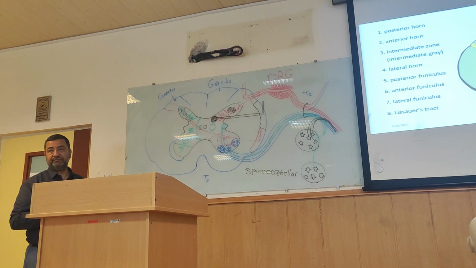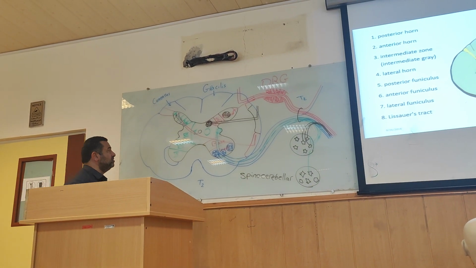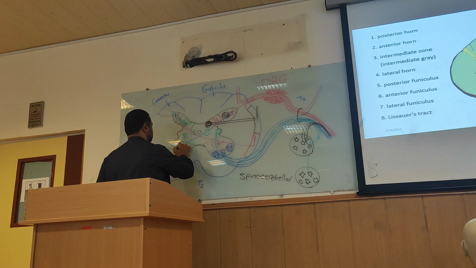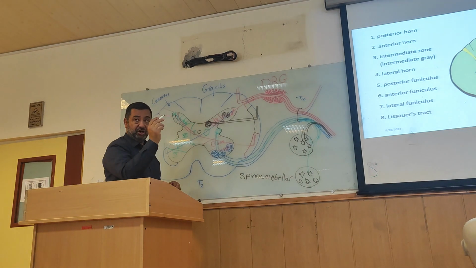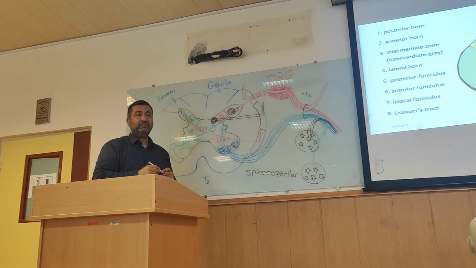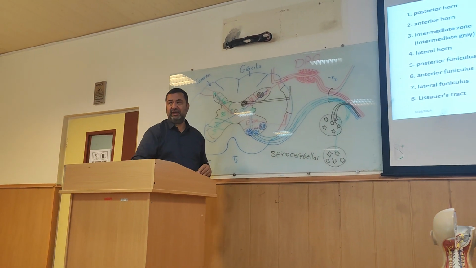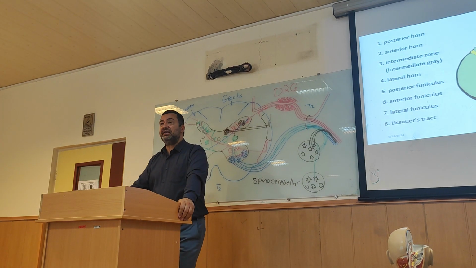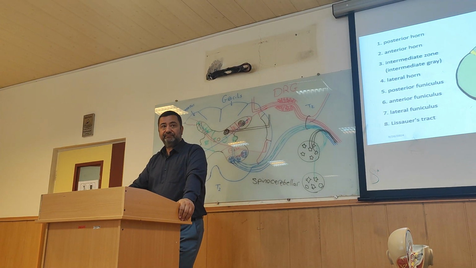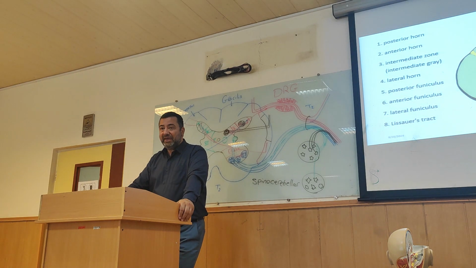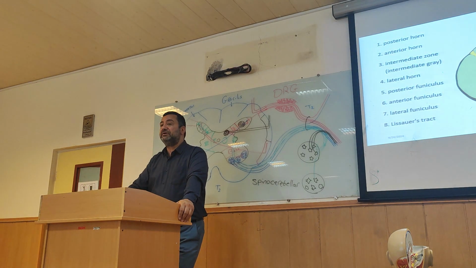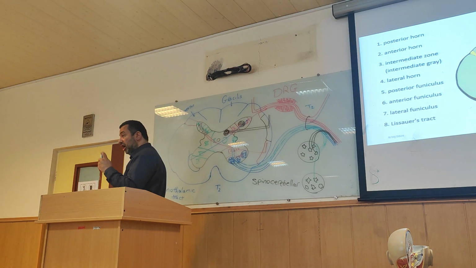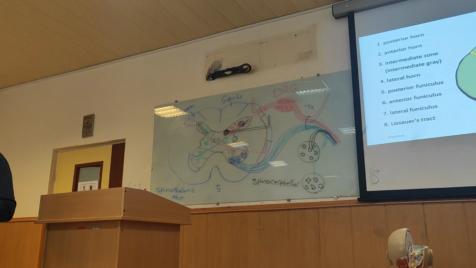Anterior spinothalamic tract. Okay? The fibers of this tract, after crossing in the spinal cord, ascend near the head of the anterior gray column. Lateral spinothalamic tract is for pain and temperature. And anterior spinothalamic tract is for light touch. Okay?